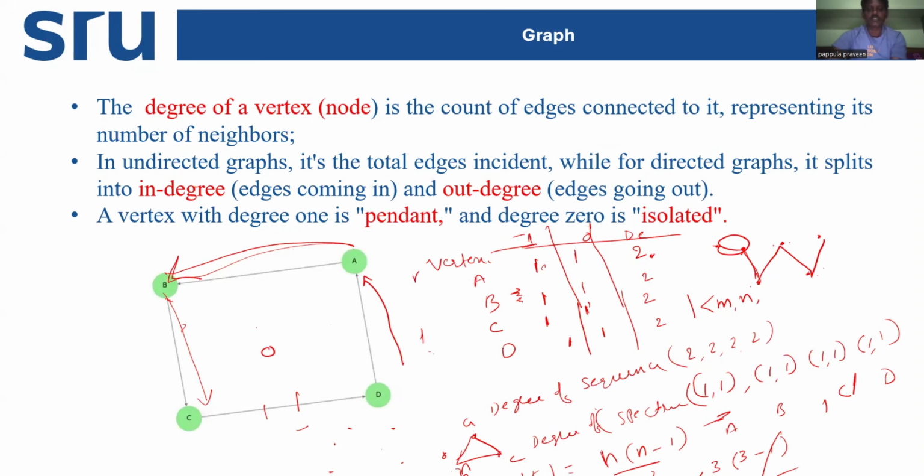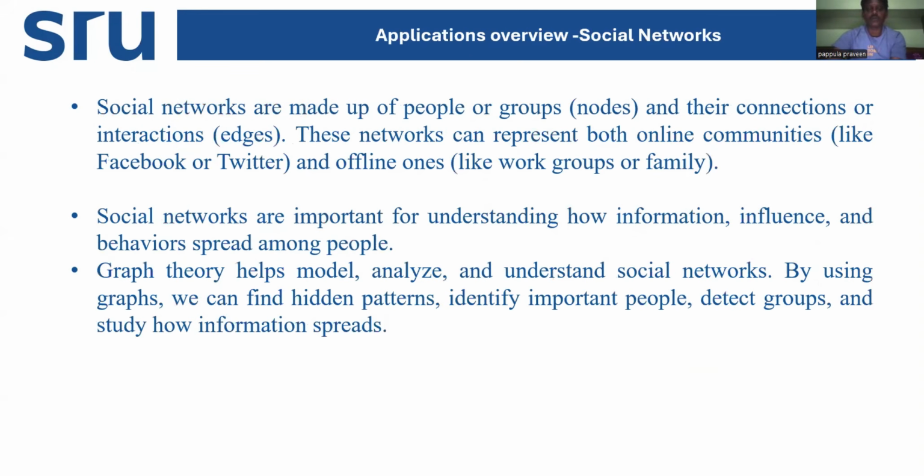In degree is the number of edges coming into the node, and out degree is the number of edges going out of the node. In social networks, we use different nodes.